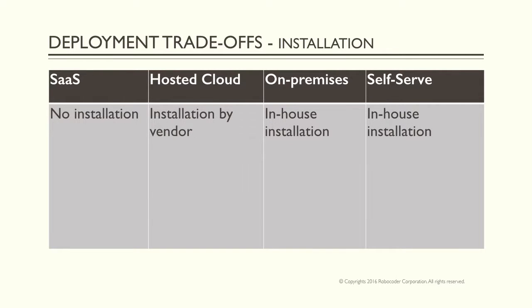SaaS only needs to be installed once by the vendor. All subsequent customer acquisitions require no installation because everything is shared. In a hosted cloud scenario, every new customer requires installation by vendor. On-premises and self-serve require the customer doing the installation.